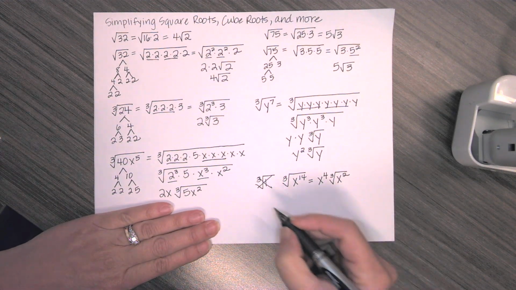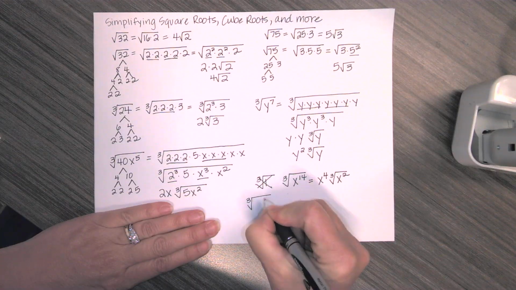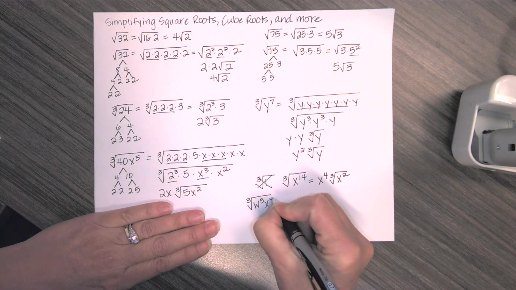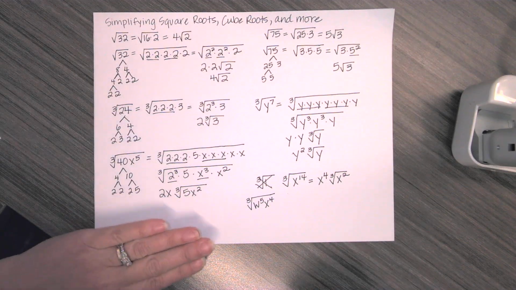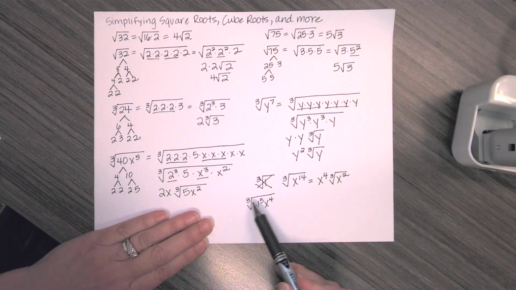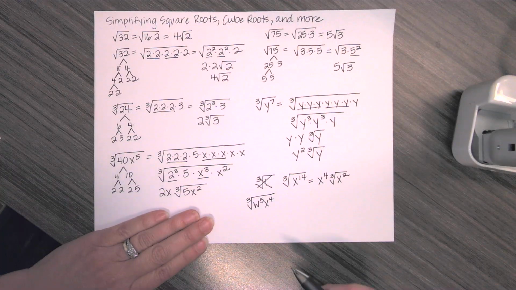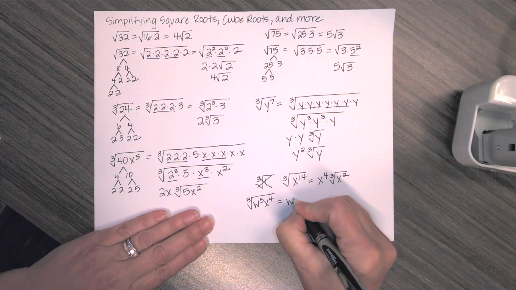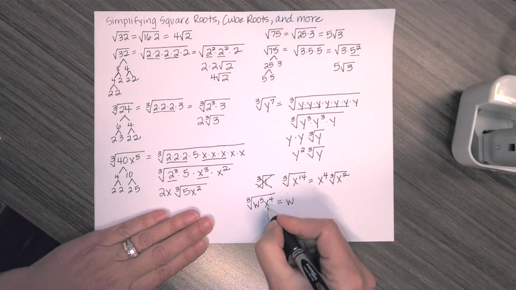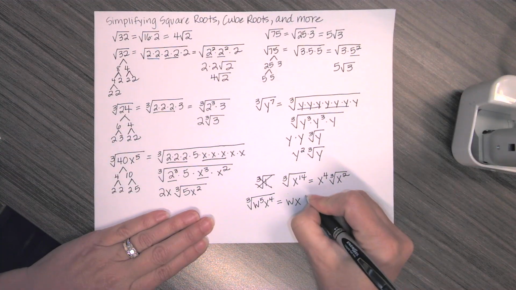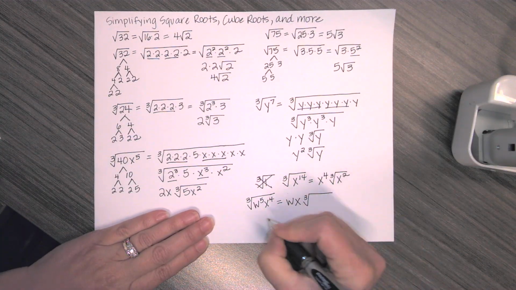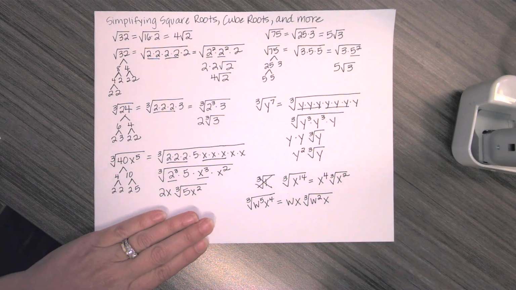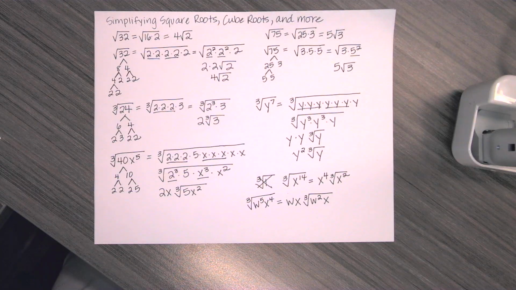All right. What if I have the cube root of w to the 5th, x to the 4th? Again, what comes out is how many groups of 3 we could get, because groups of 3 make a perfect cube. All right, out of w to the 5th, we would get 1 group of 3. Out of x to the 4th, we would get 1 group of 3. And then we would have leftovers. We would have 2 w's left underneath and 1 x left underneath.